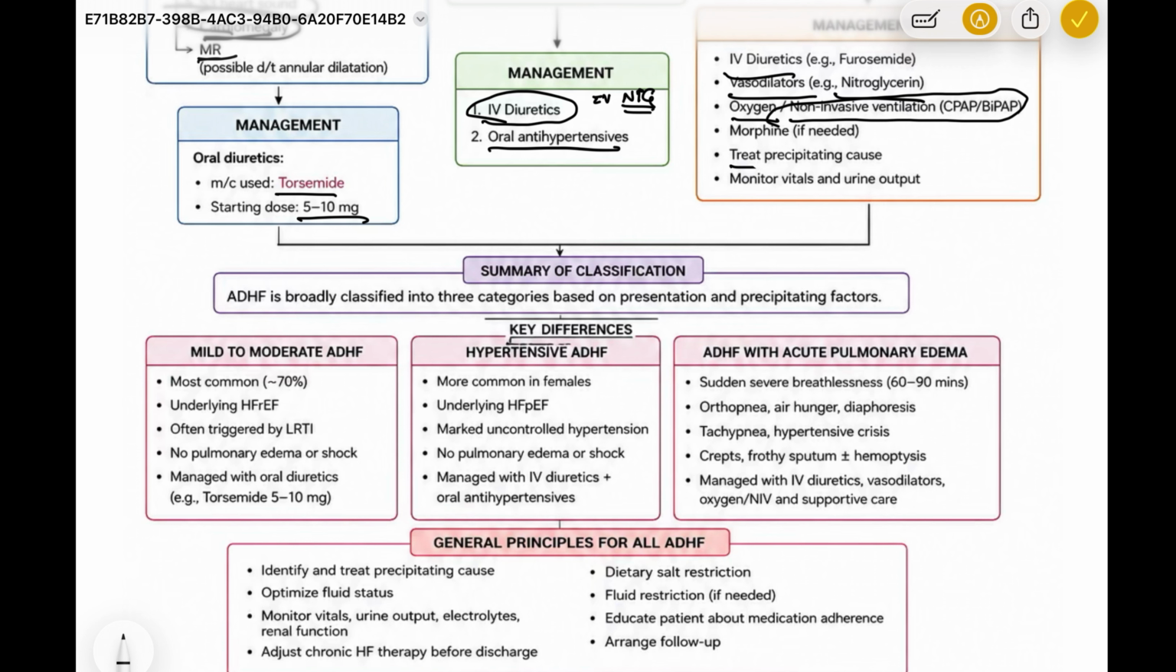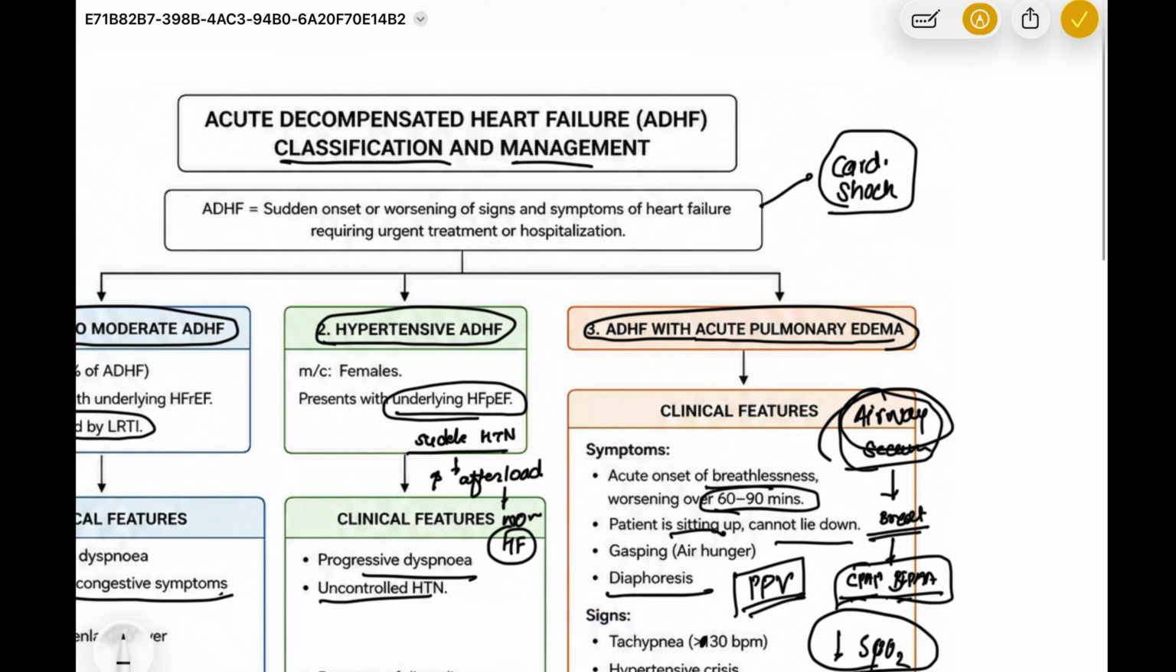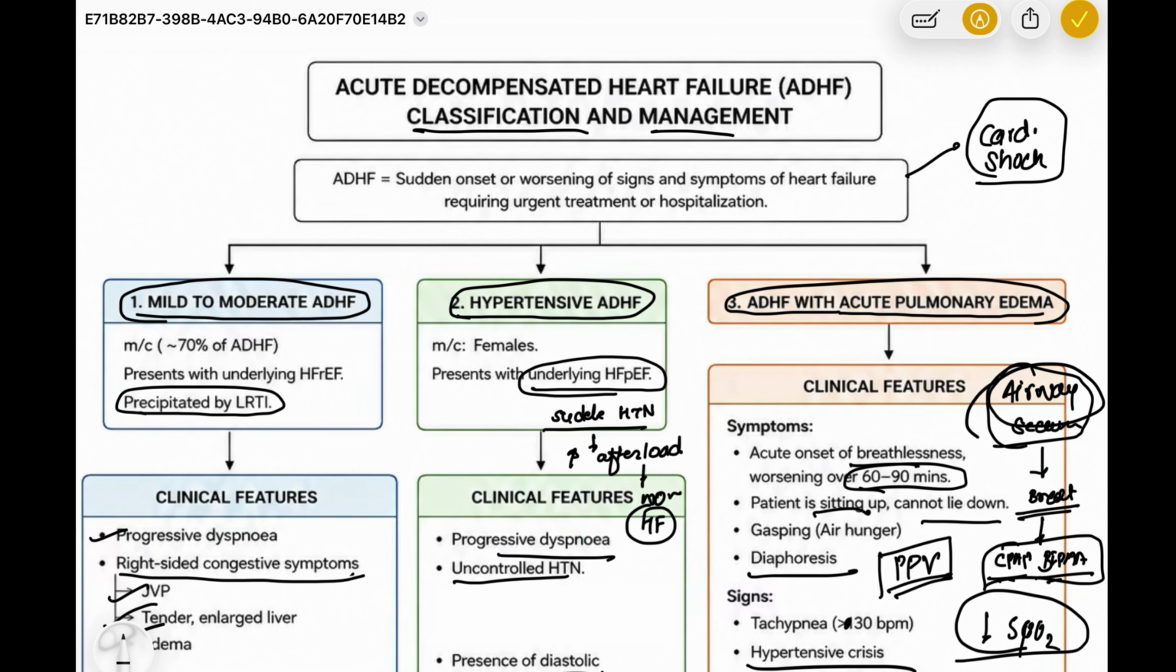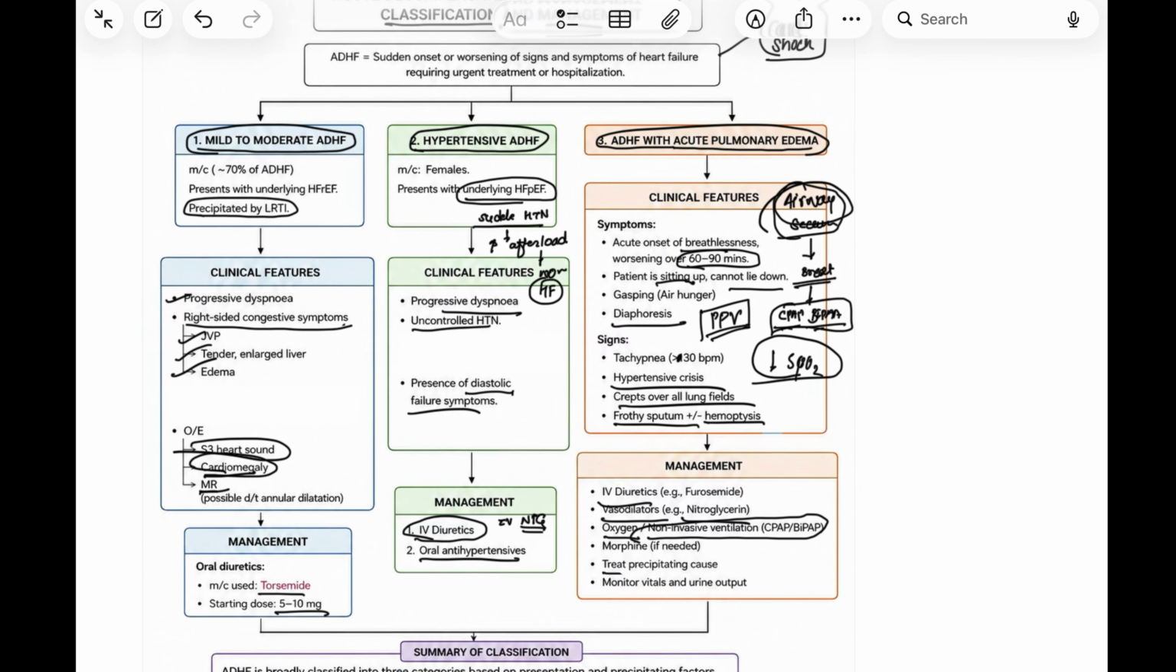Acute decompensated heart failure associated with cardiogenic shock, we will study in later videos where we are going to study shock, right? So this is all about heart failure.